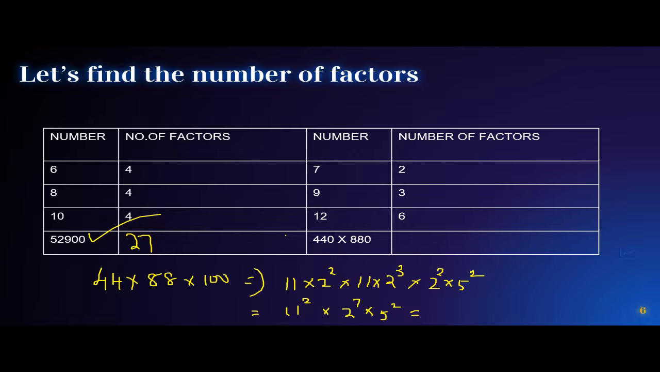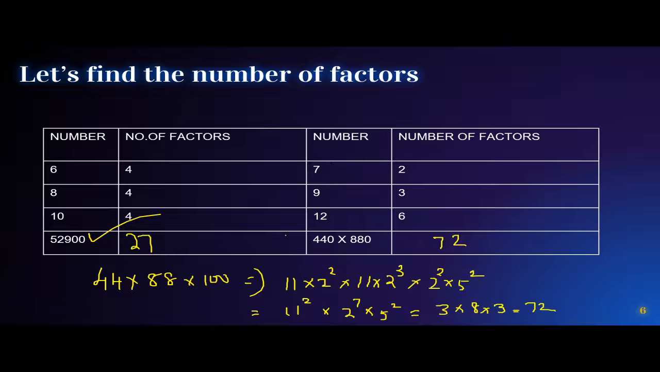So the first number is 2. I'll add 1 to it. 2 plus 1 gives me 3. And then 7 plus 1 gives me 8. And then 2 plus 1 again gives me 3. So 3 and 3 is 9, 9 times 8 is 72. So I have 72 factors for 440 into 880.